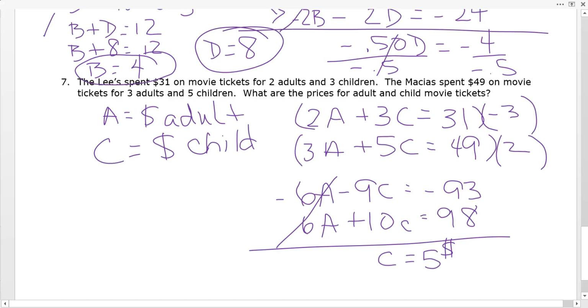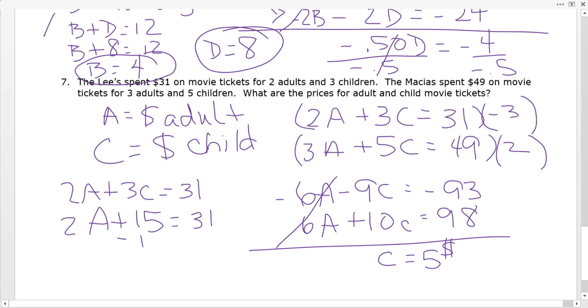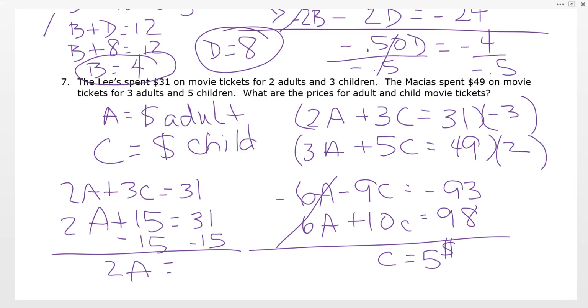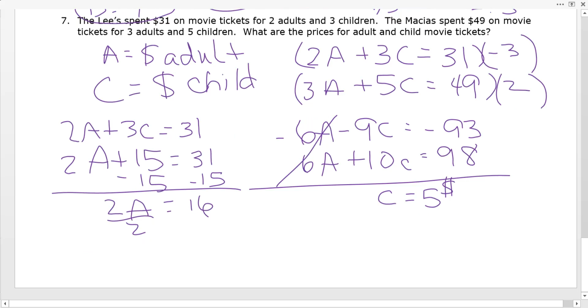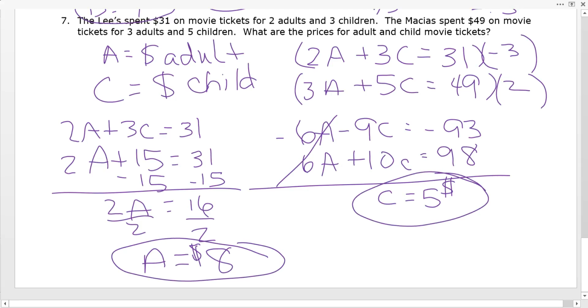All right, let's go back to, I guess, the first one. 2a plus 3c equals 31. 2a plus 15, 3 times 5, equals 31. Take 15 away. 2a equals 31 minus 15, which is 16. So I divide by 2. So the adult tickets cost $8. So the adult tickets are $8, children's tickets are $5.